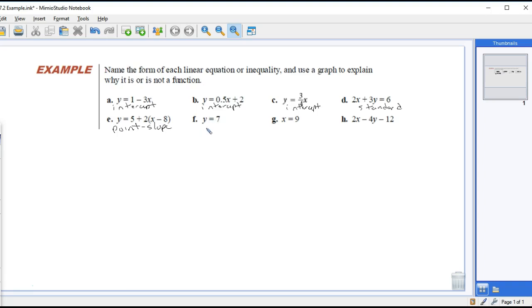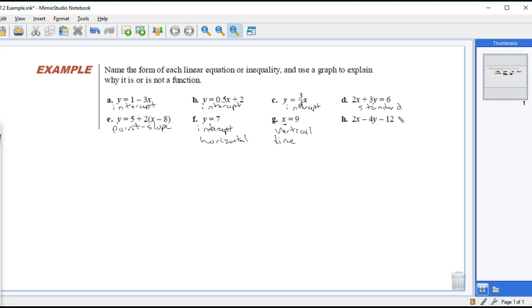I would say we could write it standard or intercept or slope intercept or point slope. There's not really a lot going on. Why don't we just say intercept form? We could also say it's a horizontal line. This is a vertical line. It's the only one that's different, right? Because it's x equals and not y equals.